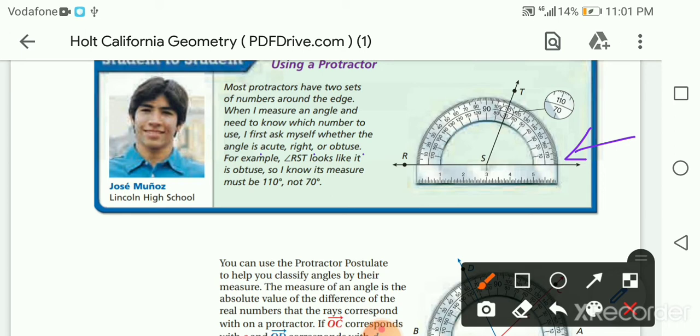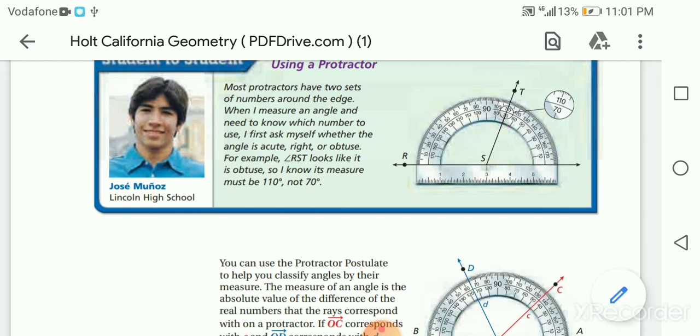So for example here, angle RST. What do you think? Looks like it's obtuse. So I know its measure must be 110. Can you see?